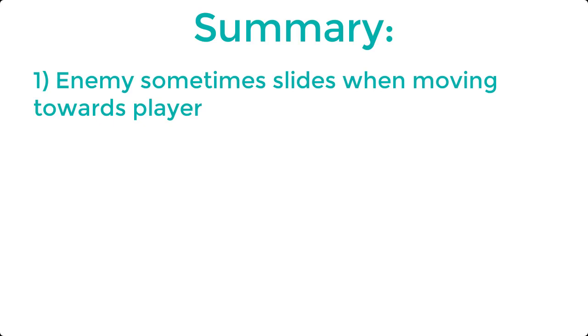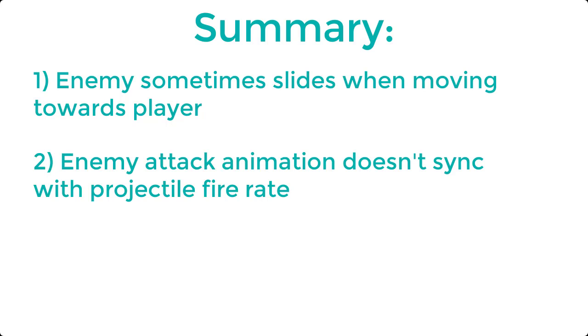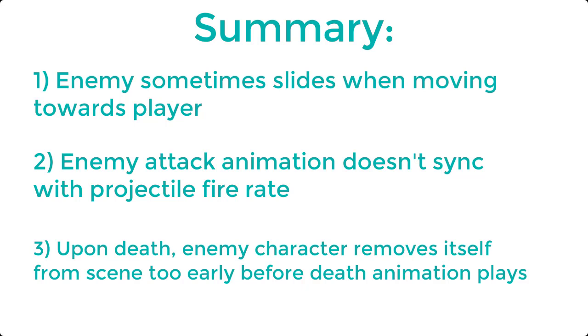So to summarize, first of all, the enemy slides from time to time when it's chasing the player. Next, the enemy animation is very difficult to keep in sync with the actual attack projectile being spawned. Then finally, one of the other more annoying problems I find is that the death animation isn't playing properly and the enemy will disappear very quickly before the death animation is complete.